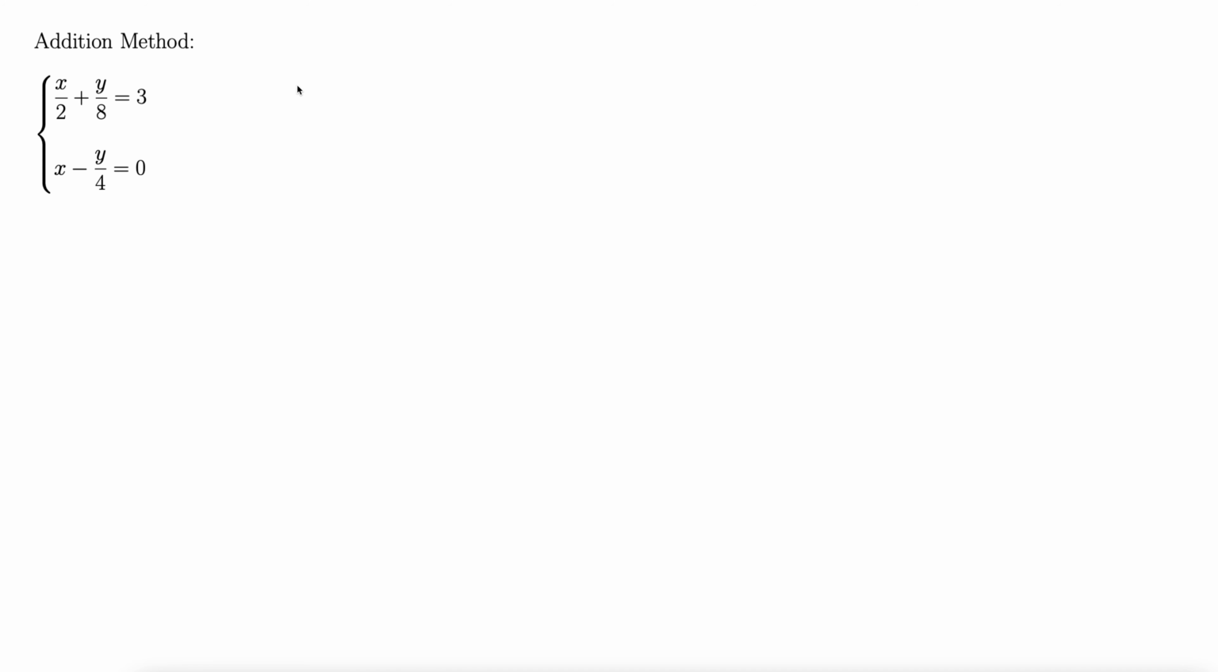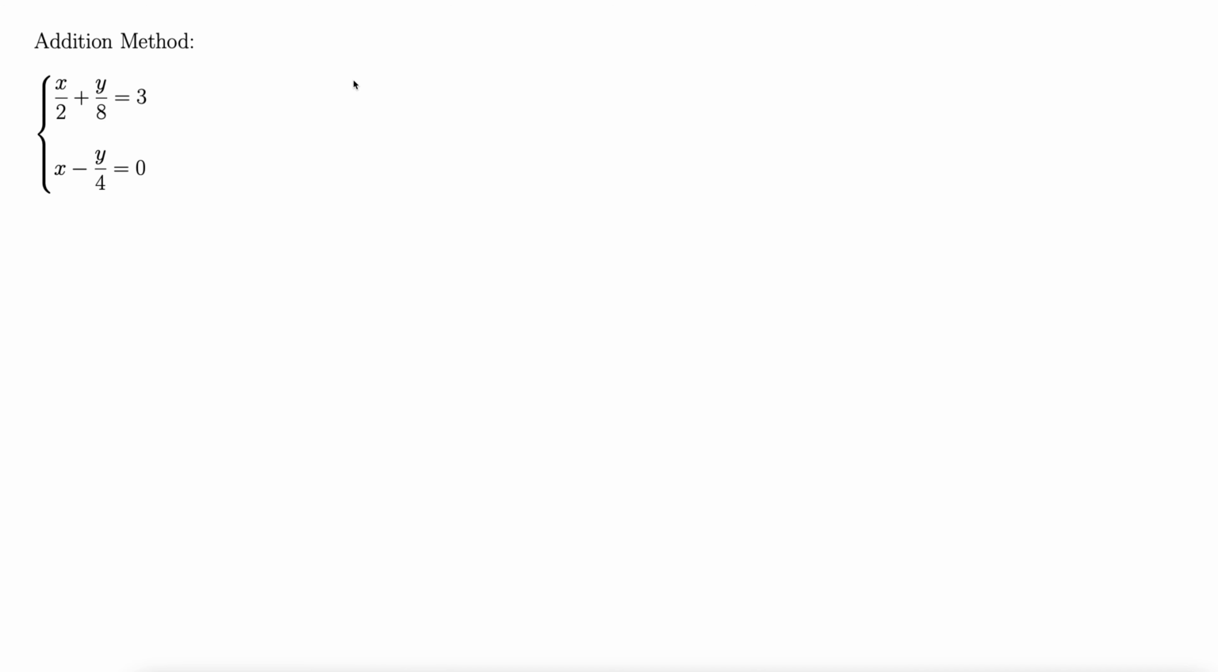Let's use the addition method to solve an example with some fractions. Okay, so here we have x divided by 2 plus y divided by 8 equals 3. And then on the bottom we have (x minus y) over 4 equals 0. Okay, well, don't freak out when you see the fractions.